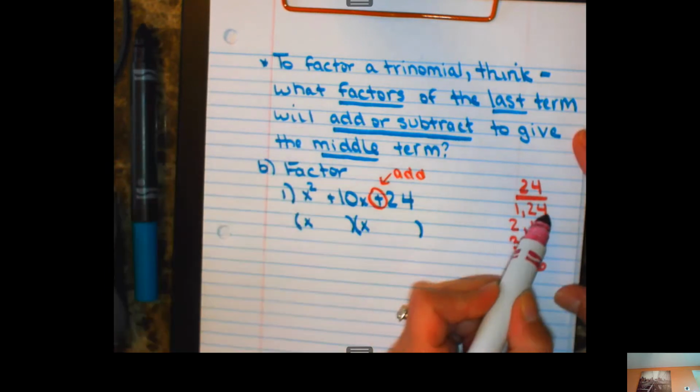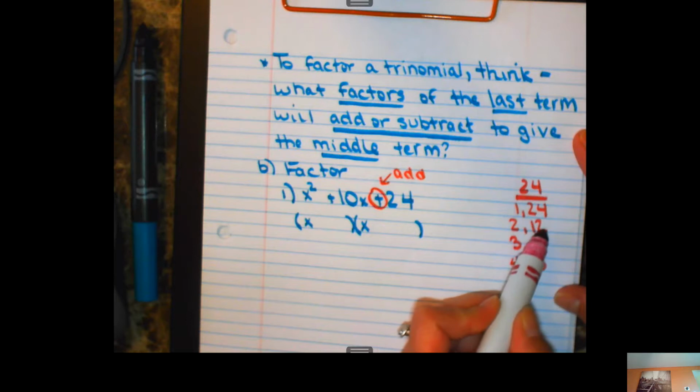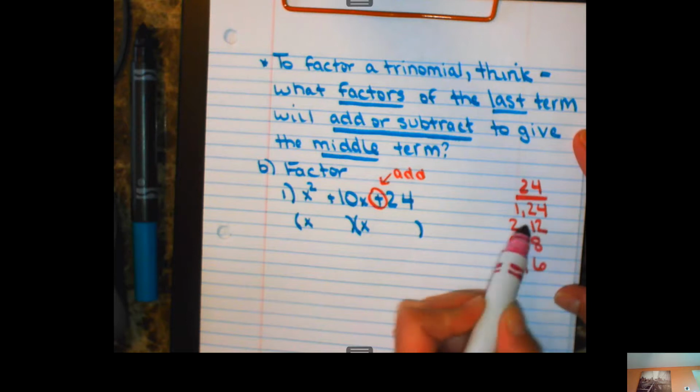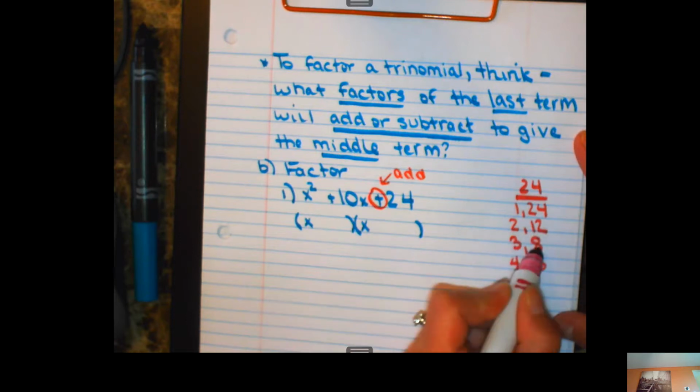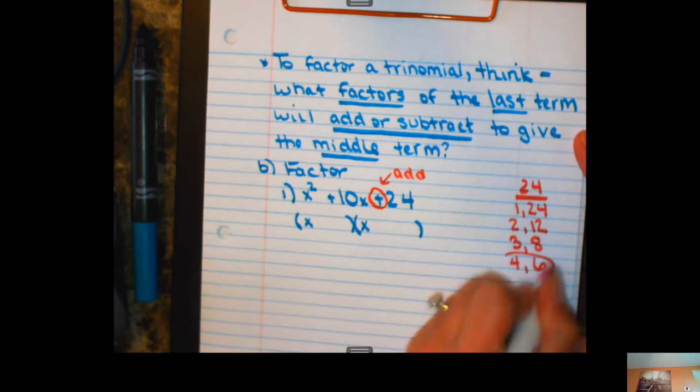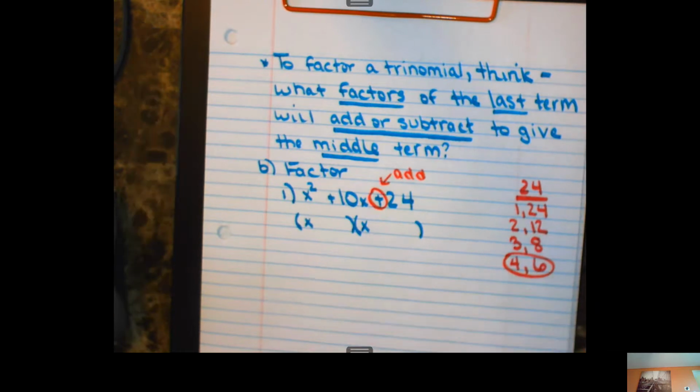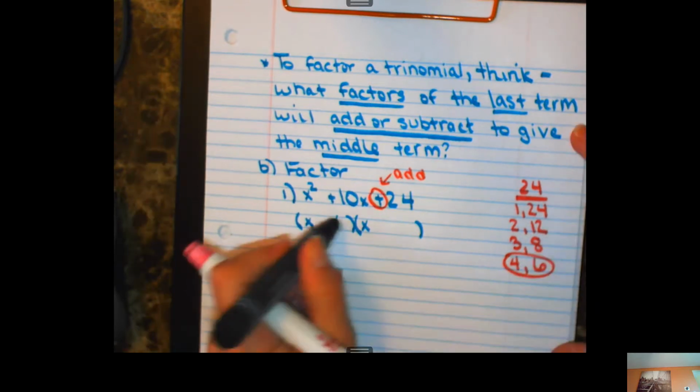So 1 plus 24 doesn't give us 10. 2 plus 12 does not give us 10. If we subtract, but we want to add. 3 plus 8 does not add up to 10. 4 plus 6 does. So that's the pair we're going to put. So 4 and 6.